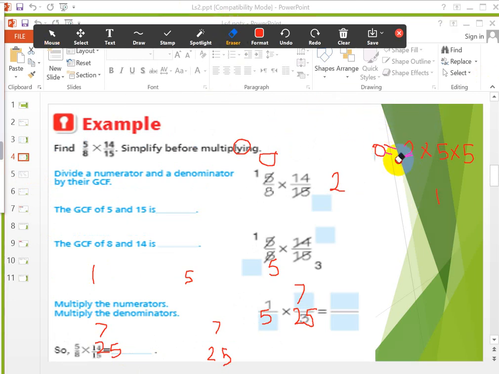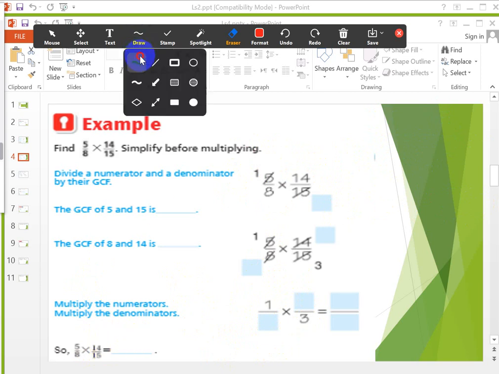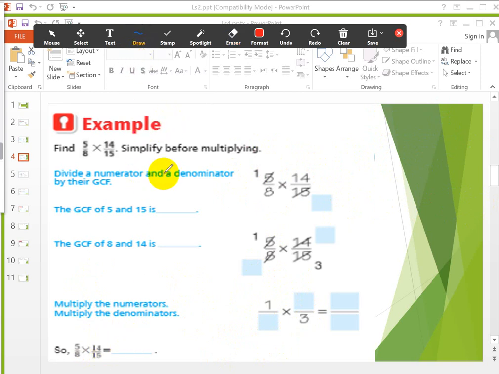And I want to use this strategy, how to find the simplest form before multiplication. So this strategy will help me to make the numbers easy. The multiplication will be easy.